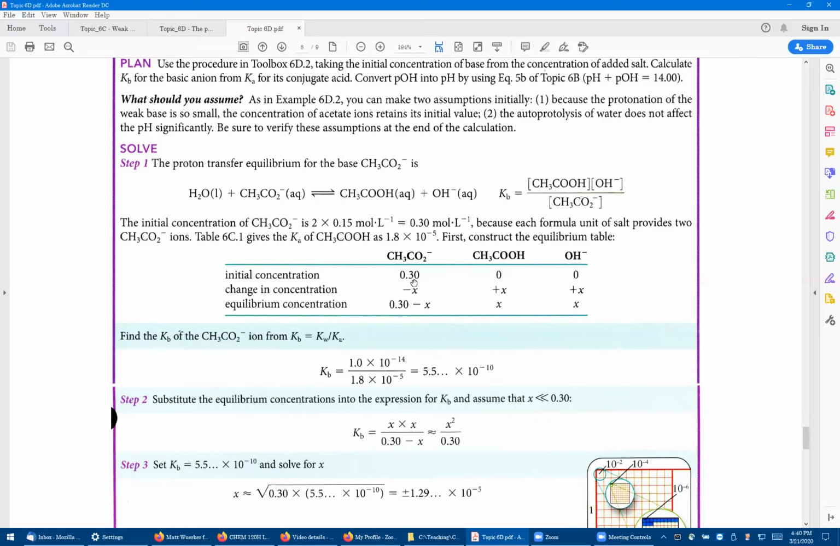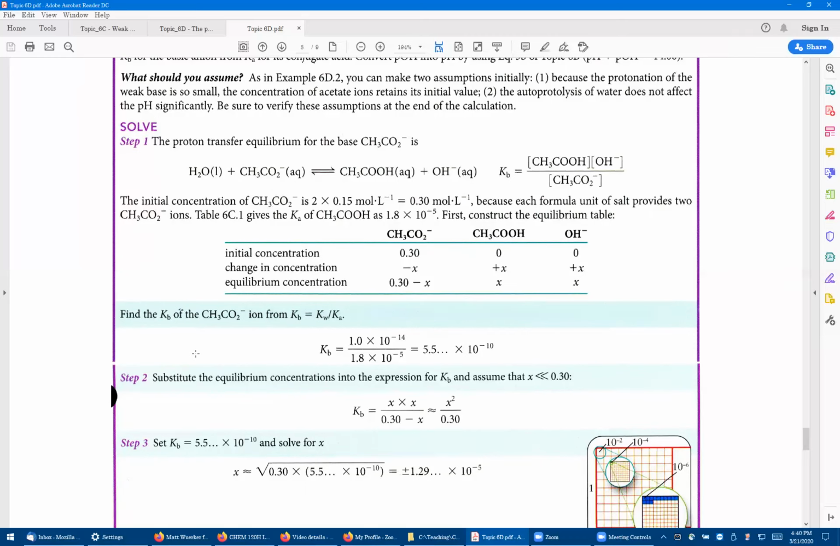So here's the equilibrium table. The initial concentration of acetate is 0.3. Acetic acid and hydroxide are both 0. Changes again are minus x, plus x, and plus x. So at equilibrium, the concentration of acetate is 0.3 minus x. The acetic acid and hydroxide are both x.